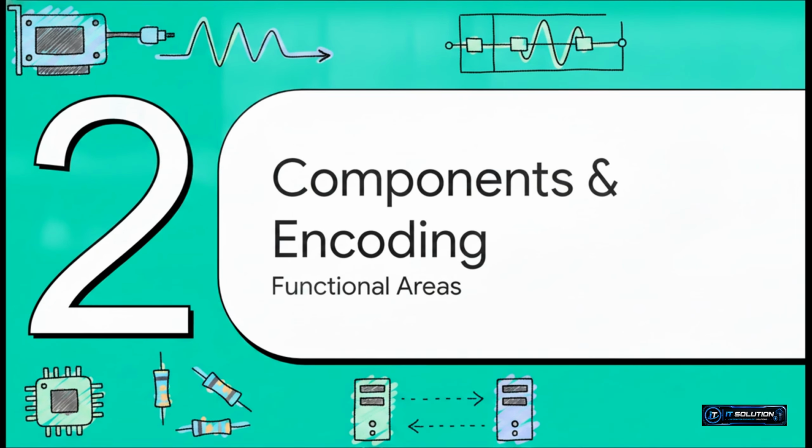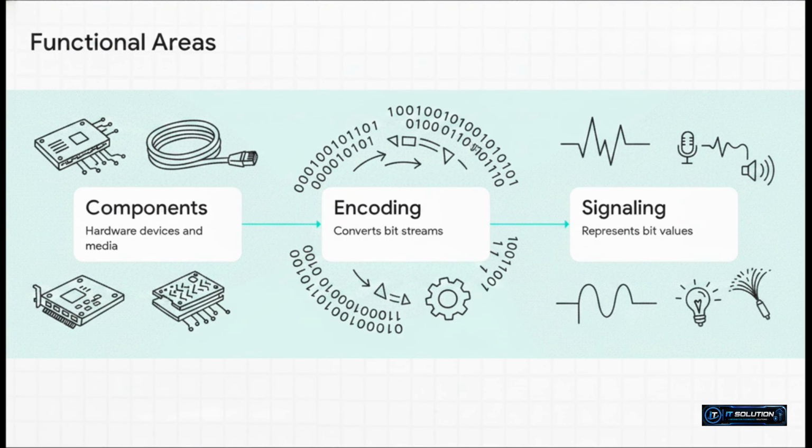Section 2, components, encoding, and signaling. Let's zoom in a bit. What actually makes up this physical layer functionally? Well, the standards here address three very specific areas. First, the physical components, your NICs, cables, and connectors. Second, encoding. And third, signaling.